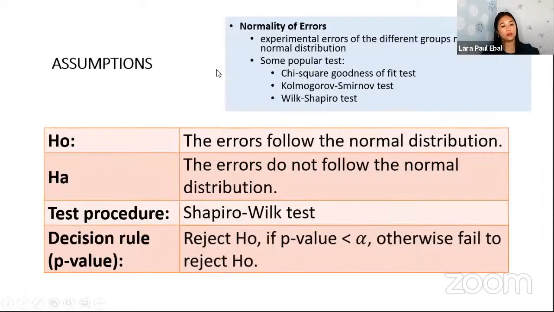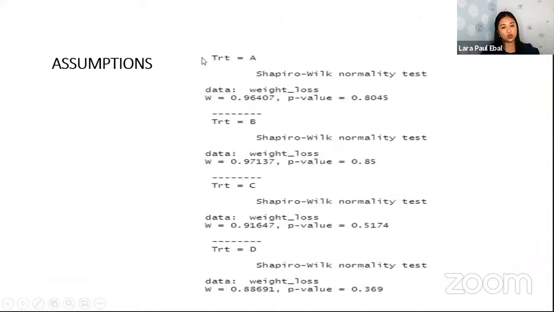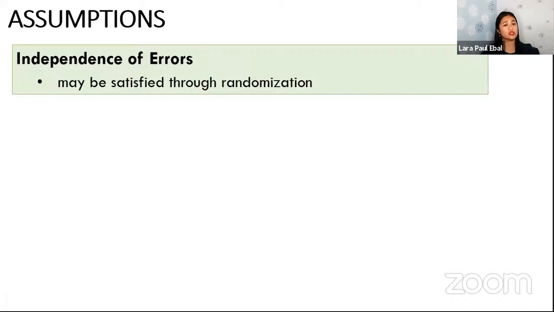The next assumption that we have to consider again is normality. So you have this HO: follows a normal distribution, HA: does not follow a normal distribution, and then Wilk-Shapiro, or Shapiro-Wilk in other software, then we use the p-value. So per group, the p-values you can see here, 0.8, 0.85, 0.51, 0.36, all of these are greater than alpha, which is 0.05. Therefore, we have satisfied the assumption of normality. Now, the independence of error, that's the last assumption, satisfied, again using randomization.